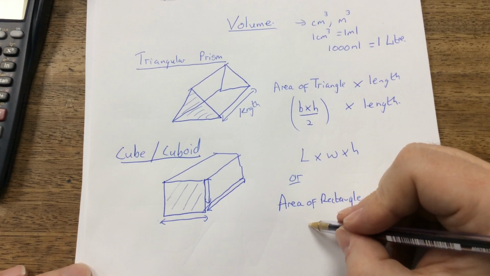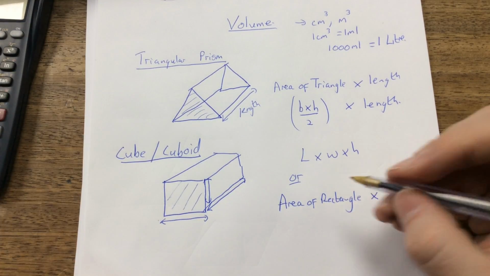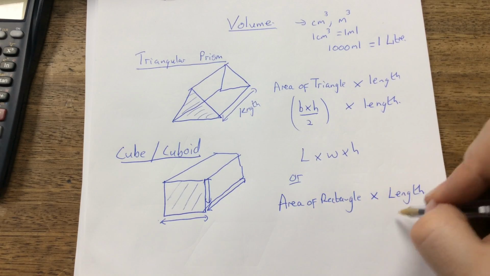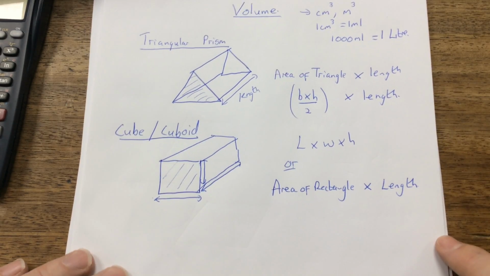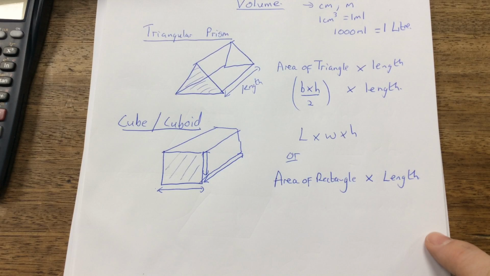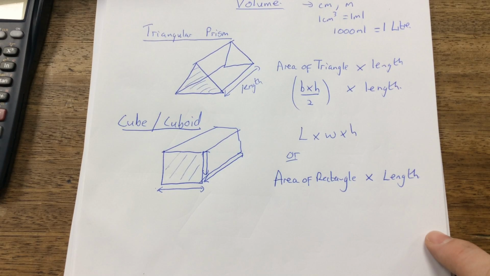As we did earlier, the area of a rectangle is length times width or base times height, and then you multiply by the three-dimensional length going back. So that's how you would find the volume of a cube or cuboid.